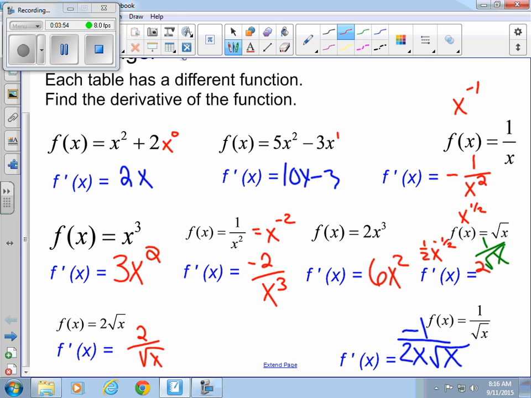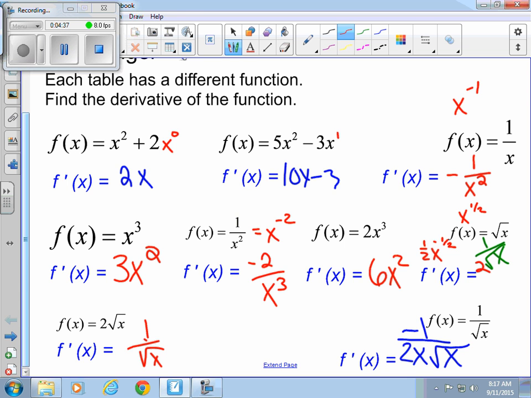Did you work that one? There was an extra 2 in that. So it's just half x to the negative half, which means it's just 1 over. You see where the 2 came from? So this still works if you had a full equation like x squared plus 2x plus 5, or 5x squared minus 3x. If there's a number at the end, the derivative of it is 0.